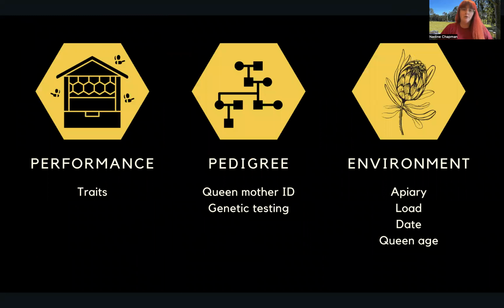Now, the kind of data that we're looking for is of three types. The first is performance. So that's how the colonies perform for whatever traits the bee breeder is interested in. The pedigree, and this is in the form primarily of Queen Mother ID. Or we can also do genetic testing so that we can work out how different colonies are related, or how the queens in those colonies are related. And finally, there's the environment. So which apiary the colony is in, the load that colony belongs to, the date of the inspection, and how old the queen is.